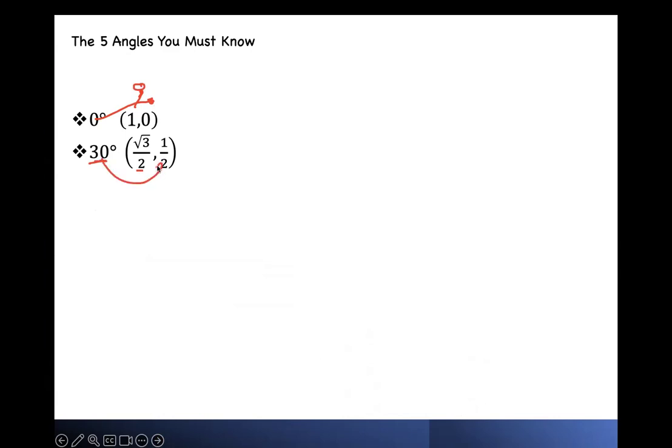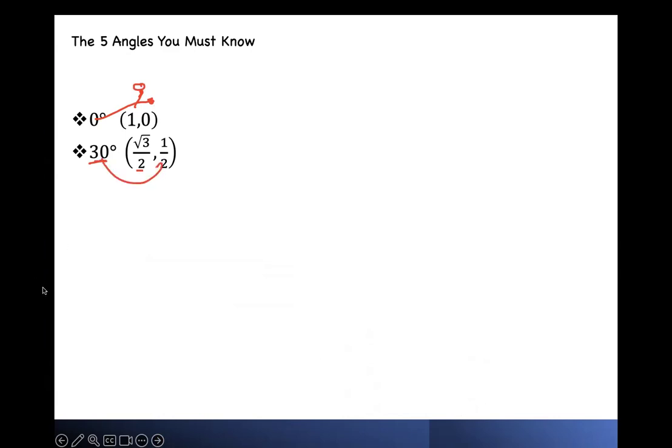After that, you got to know these angles. These angles are very, very important. They are basics. You don't have to memorize them, but use them more often. When you see 0, that means, what did I say? The cosine and the sine. So the cosine of 0 is 1. The sine of 0 is 0. Cosine of 30 is that. Sine of 30 is that.